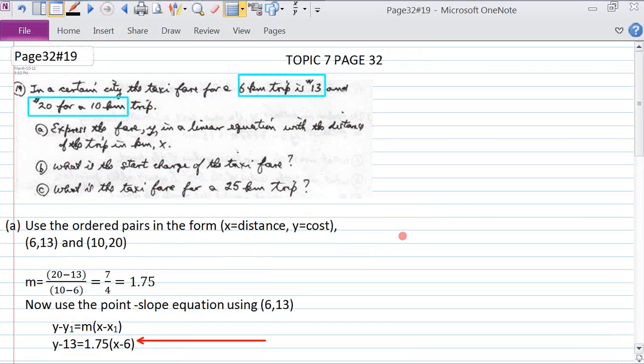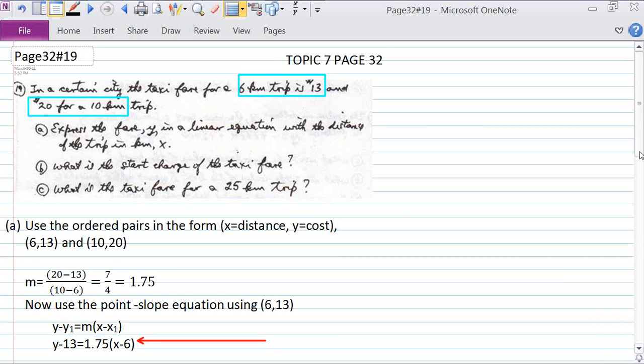In a certain city, the taxi fare for a 6-kilometer trip is $13 and $20 for a 10-kilometer trip. Express the fare, the cost of the fare, y, in a linear equation with the distance of the trip. So we need an equation that says y equals something, and on the right-hand side we'll have x. What is the start charge of the taxi fare? What is the taxi fare for a 25-kilometer trip?